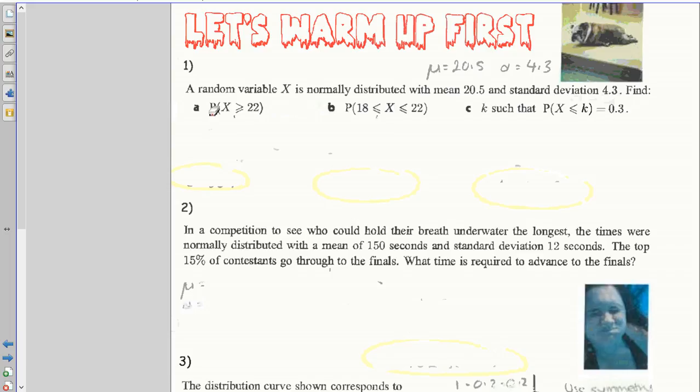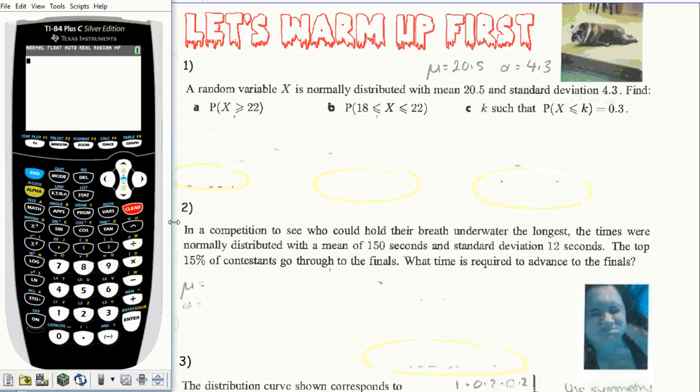So we go second vars, and if they want a probability, we select 2, normal CDF. If it's the opposite, they gave us a probability and they want us to find the boundary, we would do 3, inverse norm. So it's a good idea to do a little sketch. The mean's 20.5, so 22 is going to be to the right of the mean.